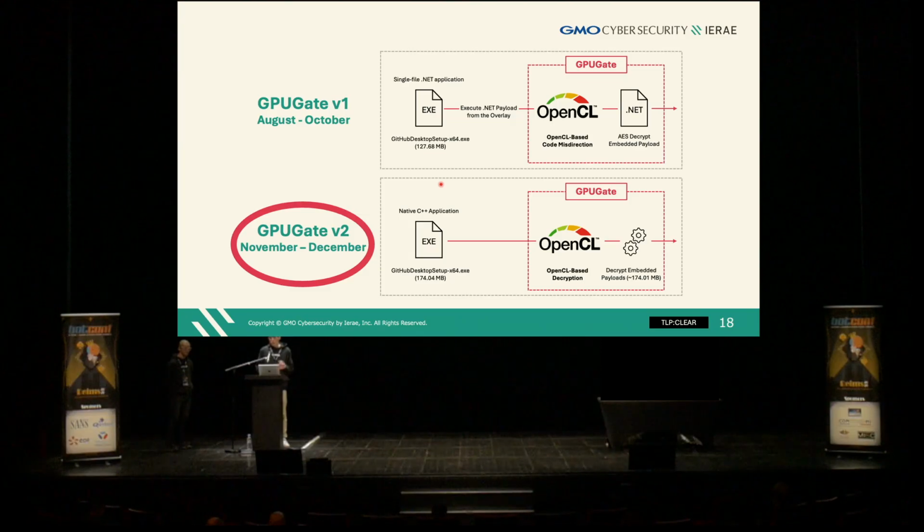Version 2 specifically used this OpenCL API for decryption, but version 1, which was around in August, used OpenCL for code misdirection, basically to obscure the real decryption key. So version 1 is much easier to understand once you've seen a typical OpenCL execution sequence. So I'm going to first introduce OpenCL through version 2.